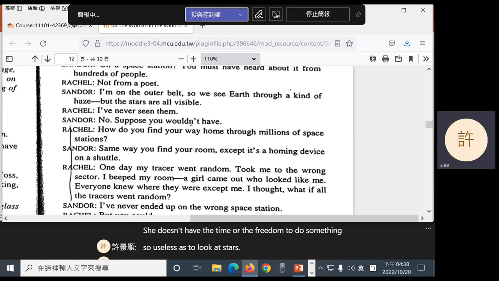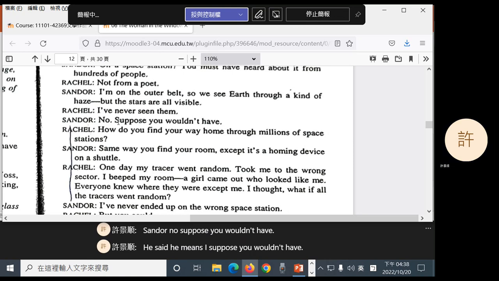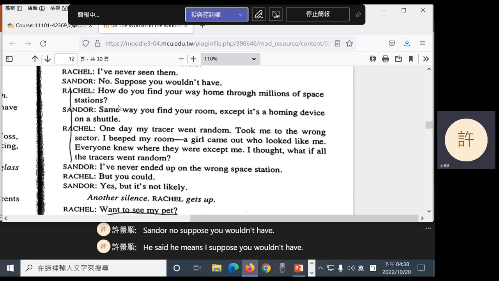Sandor, no, suppose you wouldn't have. He means, I suppose you wouldn't have. Rachel, how do you find your way home through millions of space stations? Sandor, same way you find your room, except it's a homing device on a shuttle.